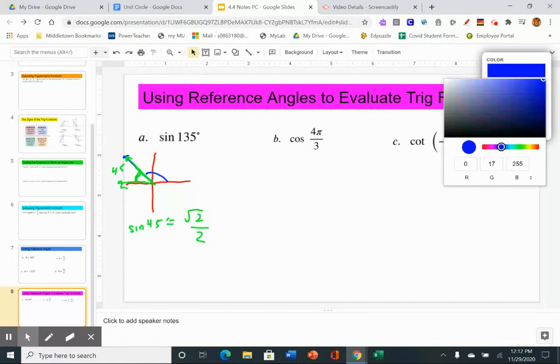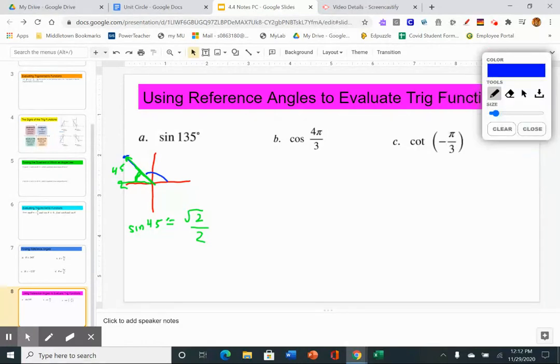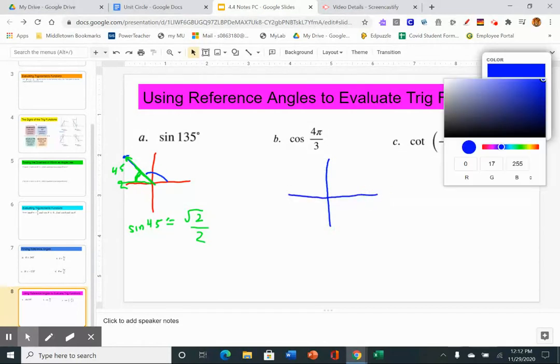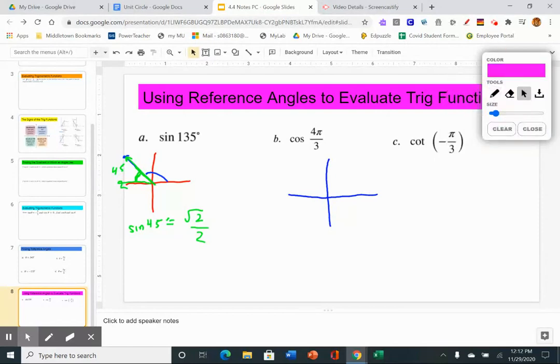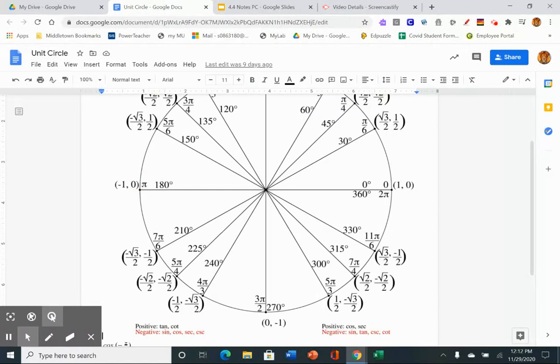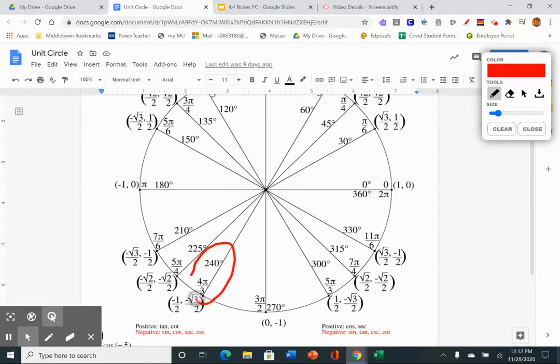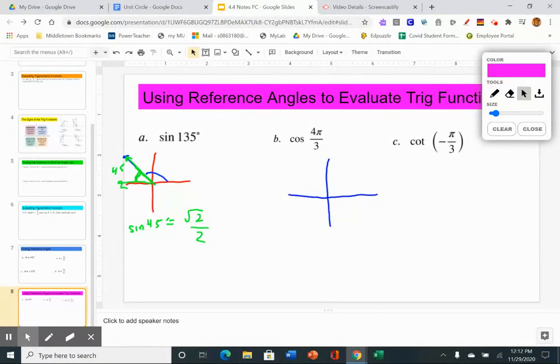The next one we have is the cosine of 4 pi over 3. So again, I'm going to draw it. And guys, if you're not sure where the cosine of 4 pi over 3 is, simply go to your unit circle. Your unit circle, 4 pi over 3, it's right down here, 240 degrees. Go to your unit circle to figure it out, then you go back to the slide. So 4 pi over 3 is, oops, sorry about that, down here.